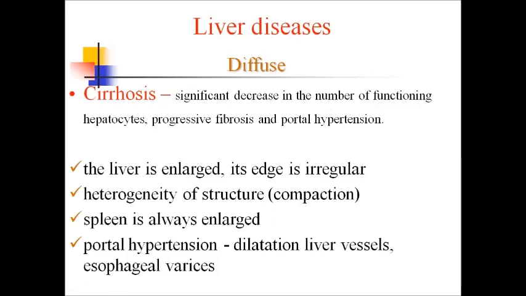Cirrhosis is a significant decrease in the number of hepatocytes, progressive fibrosis, and portal hypertension. Radiological signs of cirrhosis are liver enlargement, irregular edge, heterogeneity of structure, splenomegaly, and portal hypertension as a result of dilatation of liver vessels and esophageal varices.